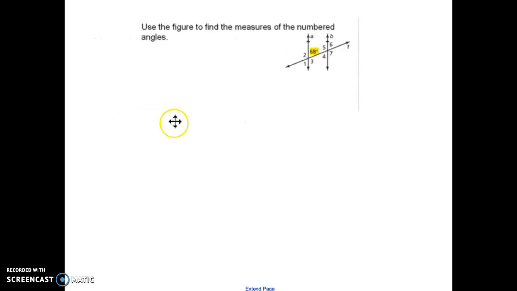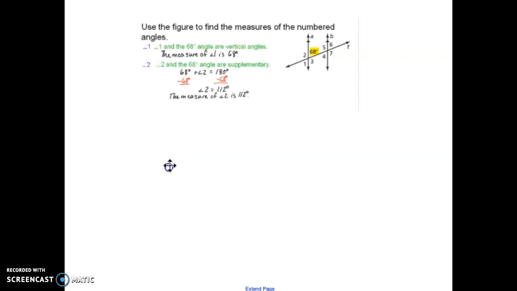Okay, so here we go. Let's take a look. So we've got that 68 degrees labeled there. So 1, those are vertical angles. 1 and that 68, so the measurement of 68 is 1. And because those are vertical angles, they're congruent. And so that means that angle 2 is the supplement of 68. So angle 2 has to be 180 minus 68, which gives me 112. So 2 has to be 112.